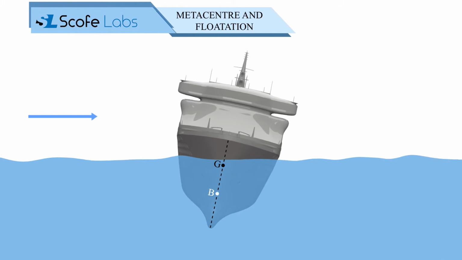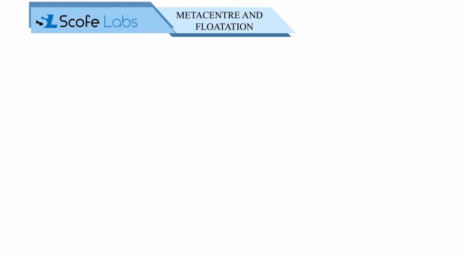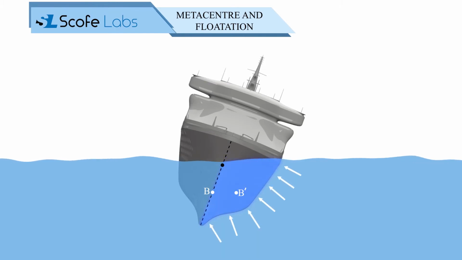When the ship tilts in the right direction, the volume displaced in the right direction is larger as compared to the left direction. Due to this, the center of buoyancy shifts in the right direction, from point B to B'. Due to the large volume of water, more force is applied, resulting in the formation of a couple.